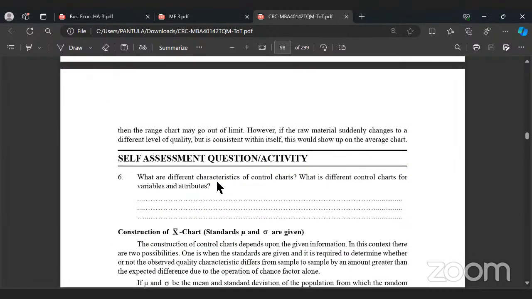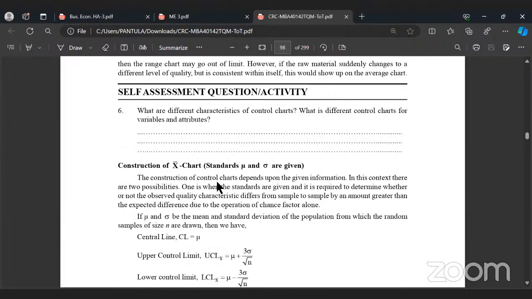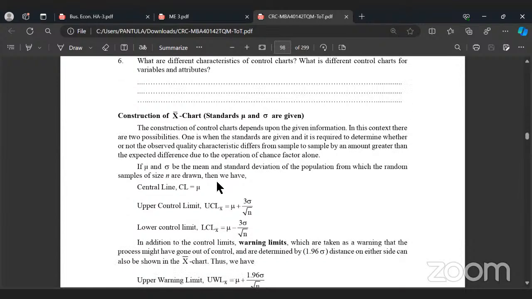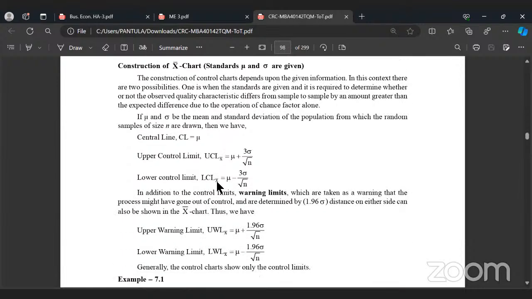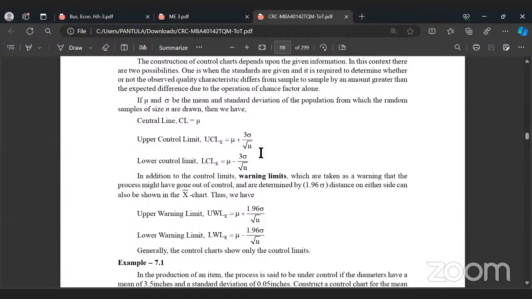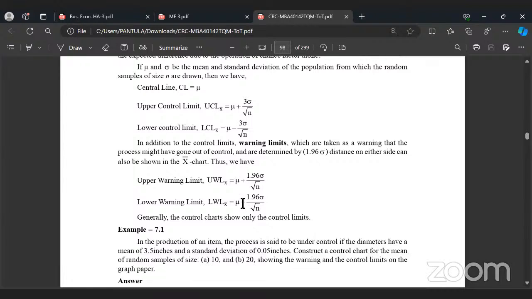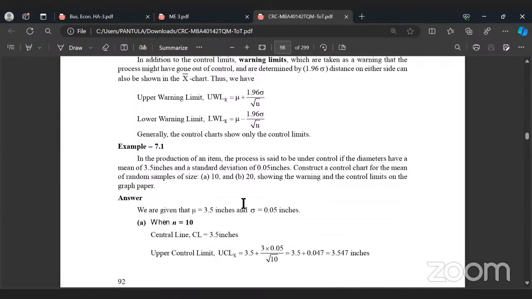Right. Now, see here, upper control chart and lower control chart are there. We have the upper control limit and lower control limit, 3 sigma divided by square root of n. In addition to control limits, warning limits are there. The upper warning limit is mu plus 1.96 sigma distance, which can be shown in the X bar chart. Similarly, the lower limit. So we can see one example related to this.